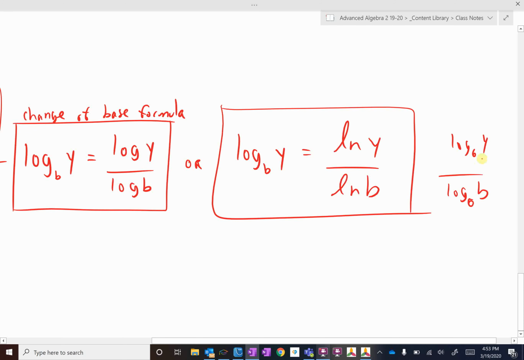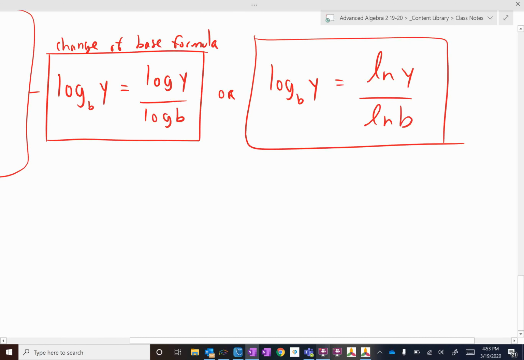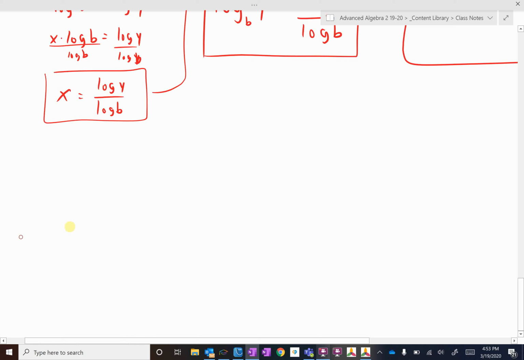So I could use any base I want, but it's really only useful or valuable to us to use the common base, base 10, or the natural base, base e. But this allows me to express any logarithm of any base in a simple common log form with a simple fraction or a natural log form so that I could use my calculator. If nothing else, that's the nice value of this here.